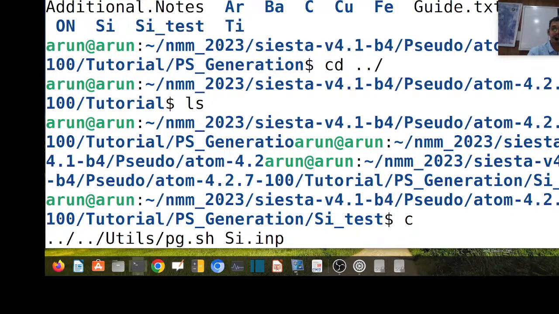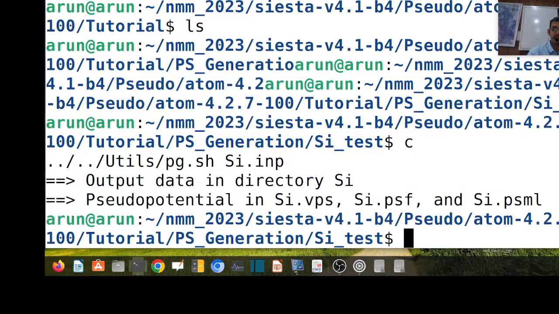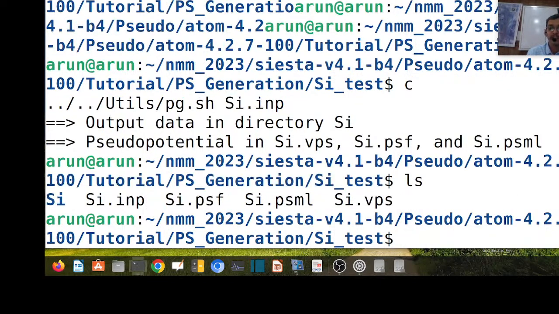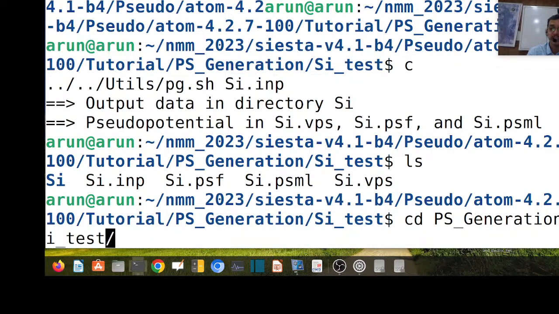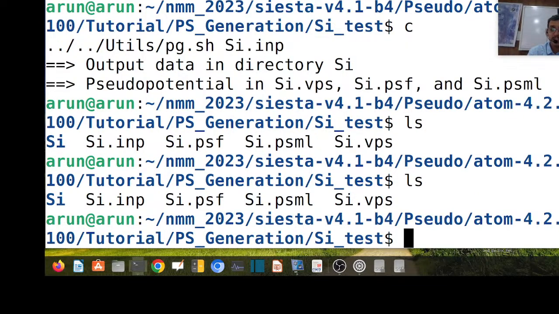Command is, it's done. So what is the command? sh double dot slash utils pg.sh si.inp. This is the command. Right? So I think it's done.